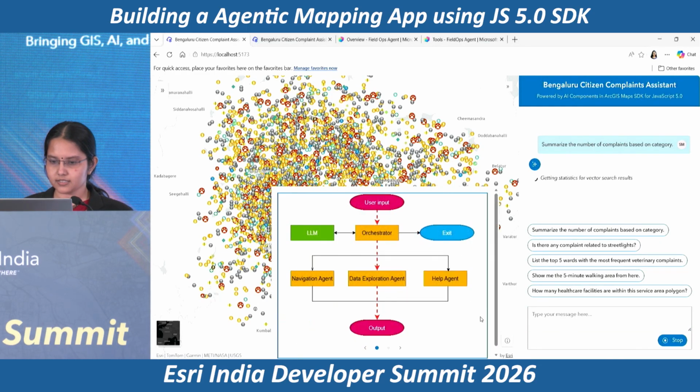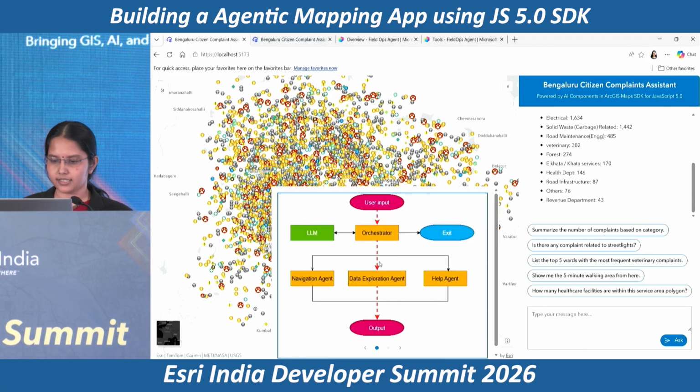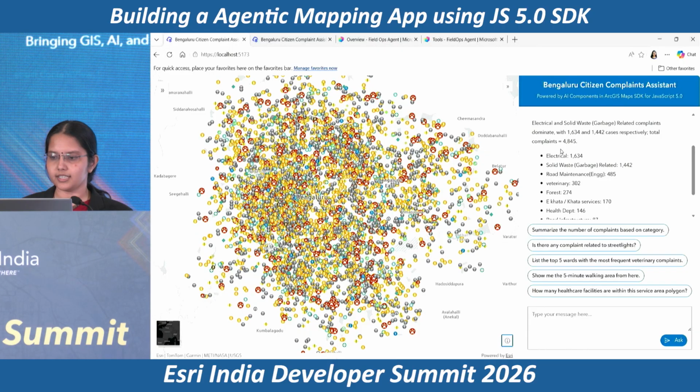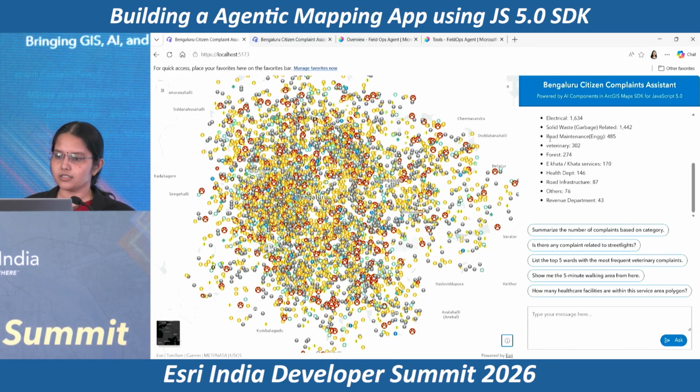So what happens is there is an orchestrator which refers to the large language model to understand the intent and pass it to the right agent. So in this case, it should go to the data exploration agent, which will summarize this, and it has already given us the result. So electrical complaints seem to be the highest.